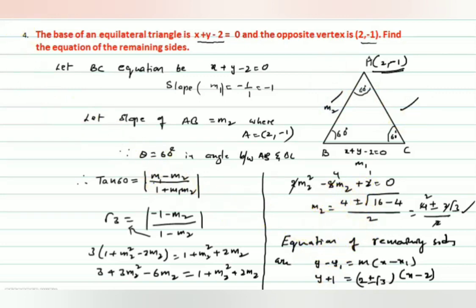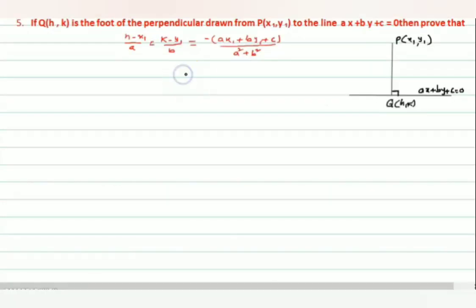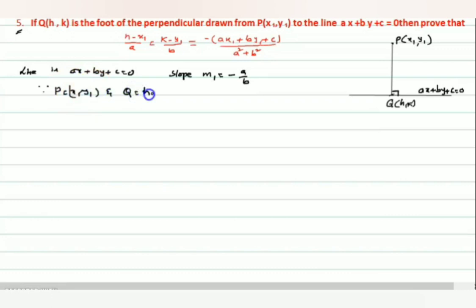This is an important problem that was given in 2016 and 2019. So each and every student must learn this. If Q(h, k) is the foot of the perpendicular, and ax plus by plus c is equal to 0 is the equation of the line, then the slope m1 is equal to minus a by b. That is the slope. Next, let P be (x1, y1) and Q equal to (h, k).